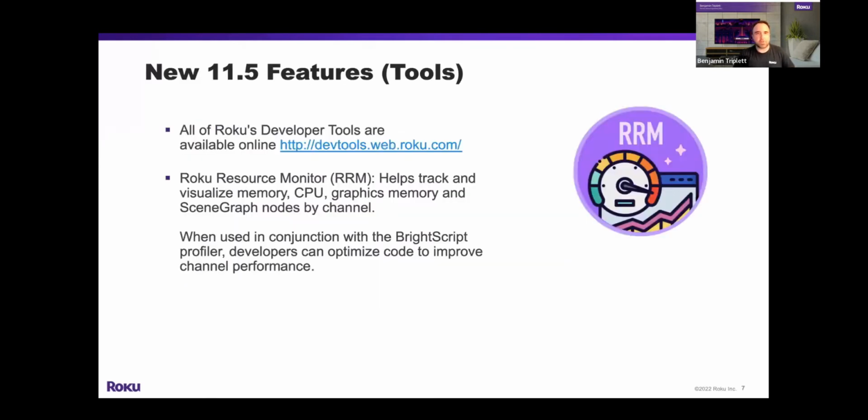Moving on to the features, this tool, the Roku Resource Monitor, is something new that has been rolled out in 11.5. It has been slightly covered in the previous conversations, so this is probably your second, if not third time hearing about it. But it kind of rounds out our suite of developer tools to help visually represent the state of the channel at runtime. So using the resource monitor, you're able to track and visualize memory utilization, CPU, and node count within the channel. It's a really powerful tool that you can use in conjunction with the BrightScript profiler to really help fine-tune your channel and identify any memory leaks or contributing aspects of code that might be causing performance issues within your channel.